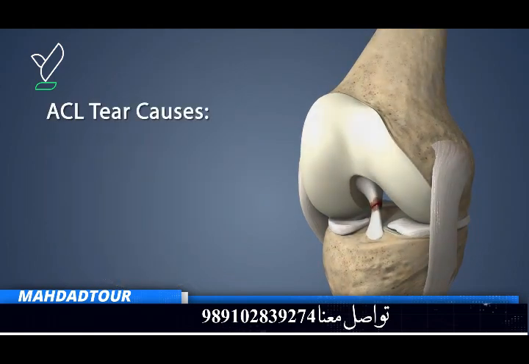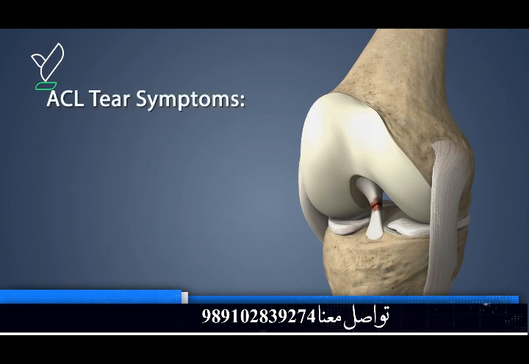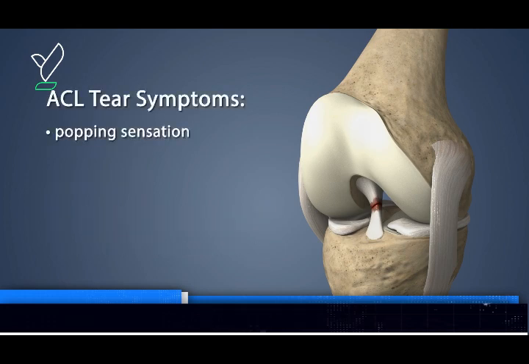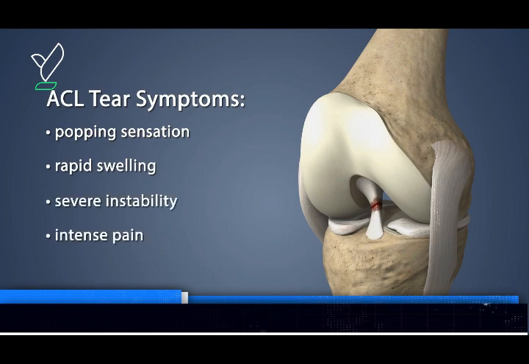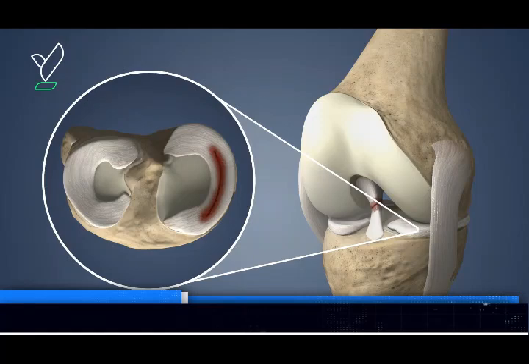A partial or complete ACL tear is a common injury that often occurs due to sports-related trauma, or from activities that involve sudden stops and changes in direction, or forceful twisting or pivoting. A torn ACL can result in a popping sensation, rapid swelling, severe instability, intense pain, loss of range of motion, and may increase your chances of sustaining further damage, like a torn meniscus.